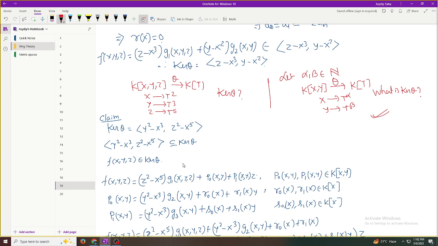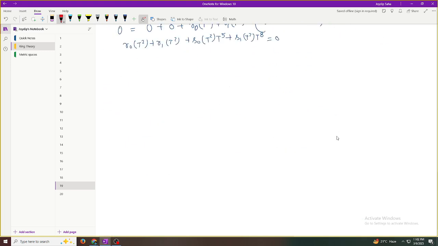This technique is called Gastinger. I will do it later. Okay. How to find the kernel of K?